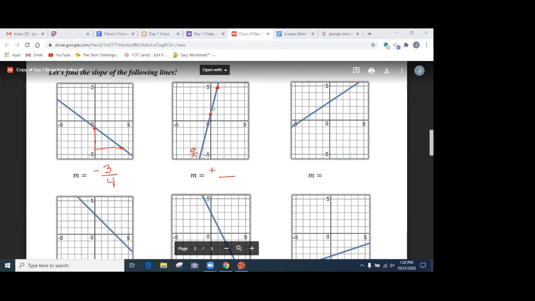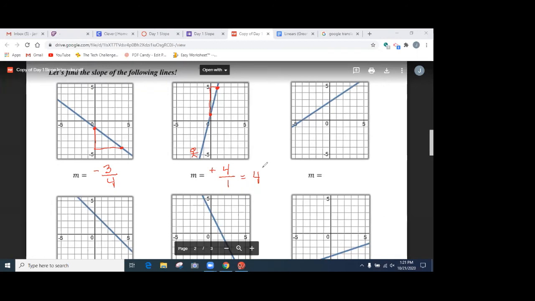So we have to go either up or down first. Remember, slope is backwards. We do the y's first. So I'm going to go up 1, 2, 3, 4, and then over 1. Now, if you put this in the calculator, this reduces to just 4. So any number over 1 just reduces to whatever's on top. But the calculator will do that for you.